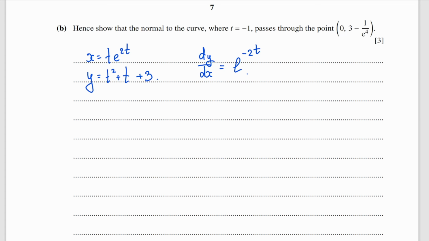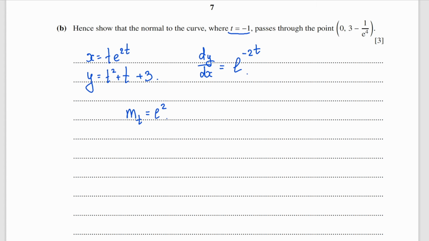In question B, we're going to find the equation of the normal. Now we know that the derivative of our function is e to the power of minus 2t, and we're given that t is negative 1. So if I substitute t equals negative 1 into the derivative, I will get the gradient of the tangent. And that is e to the power of 2.